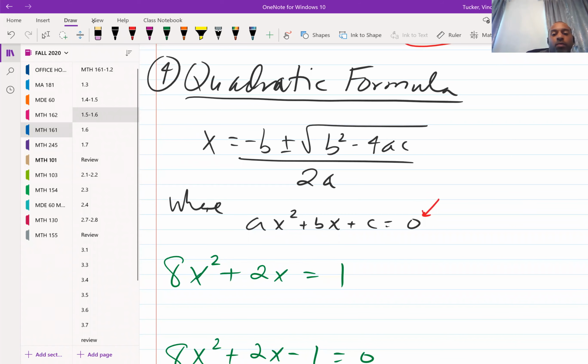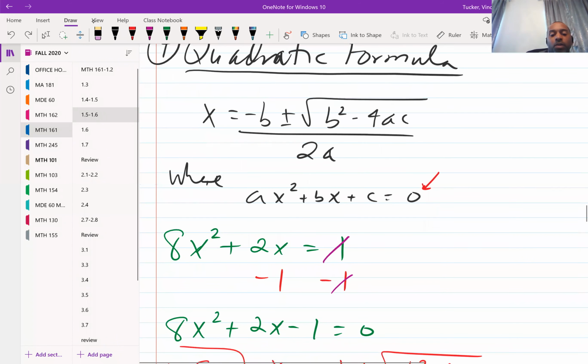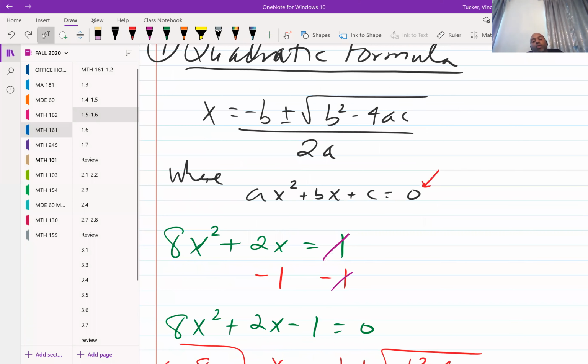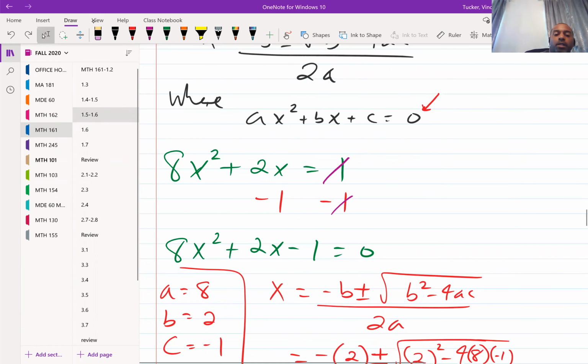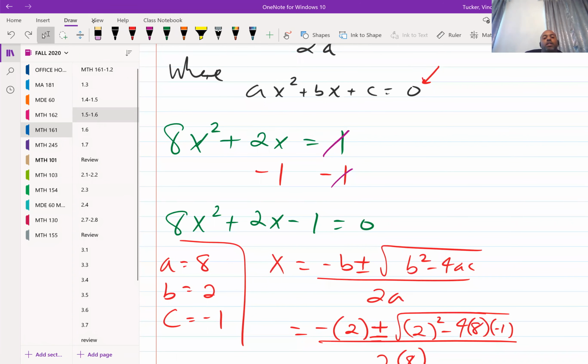So here, 8x squared plus 2x equal to 1. First thing we want to do is to set one side equal to 0. So now we have 8x squared plus 2x minus 1 equal to 0. And once that is done, then we know what a, b, and c are. A is what's in front of x squared. B is what's in front of x. And then c is the term that is not attached to a variable at all.